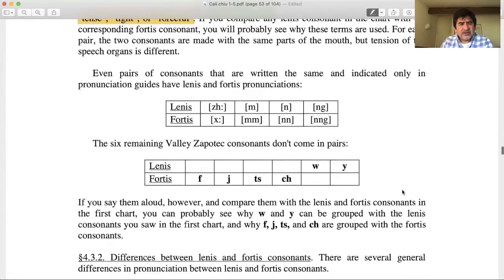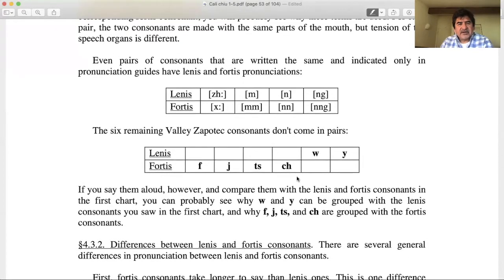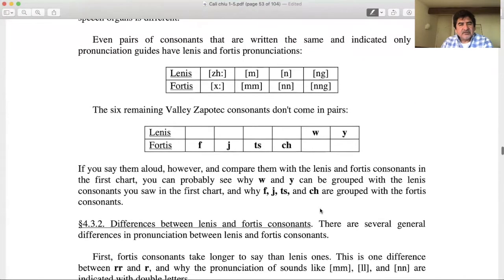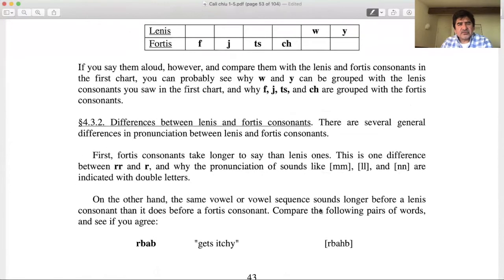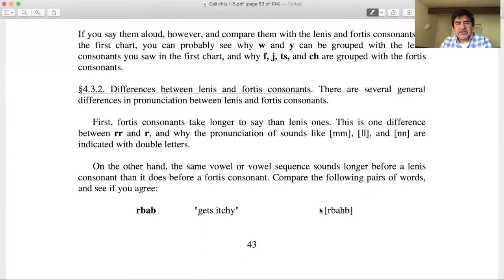And lastly, we have the 6 remaining Valley Zapotec consonants. They come in pairs. We talked about the W and the Y, which are like soft U's or I's, if you will. So they're loose. Then we have these other 4, which are fortis, but they don't have a lenis counterpart. As I said, probably the best way for you to hear the difference is by me saying them.